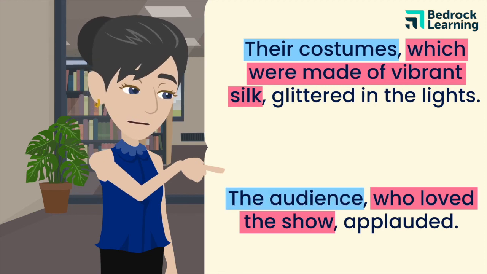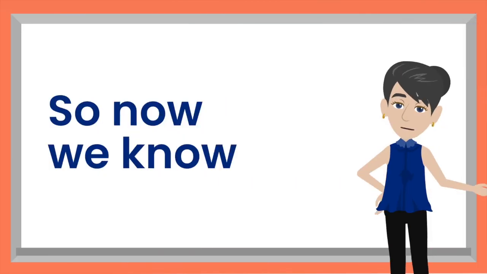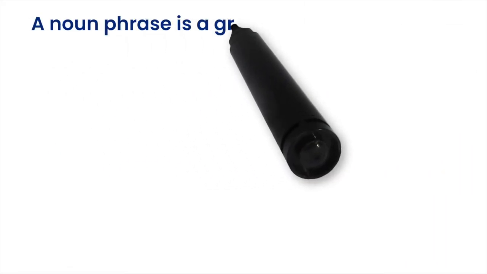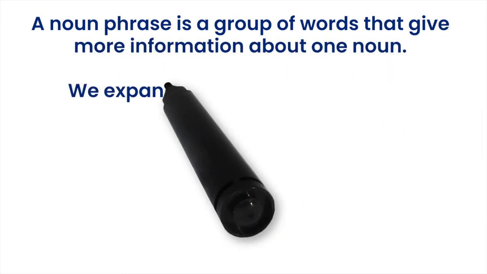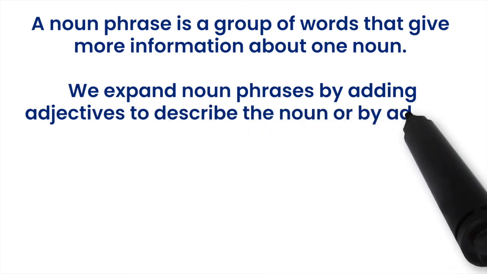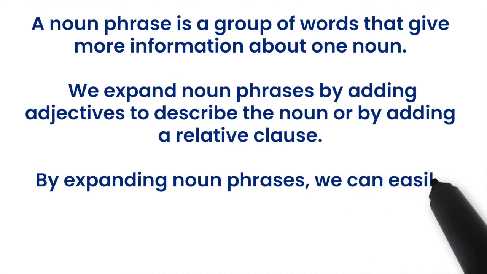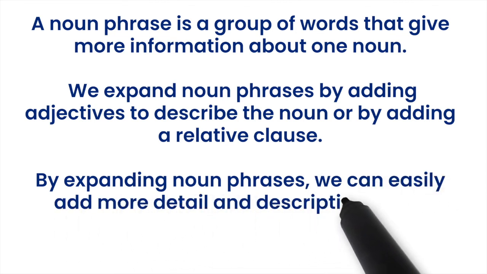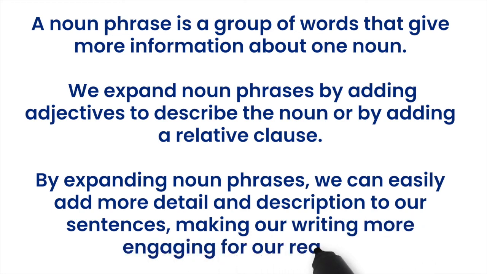Remember, these aren't whole sentences yet. They don't make sense on their own. These are expanded noun phrases. So, now we know. A noun phrase is a group of words that give more information about one noun. We expand noun phrases by adding adjectives to describe the noun or by adding a relative clause. By expanding noun phrases, we can easily add more detail and description to our sentences, making our writing more engaging for our reader.